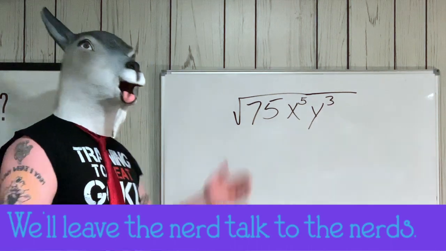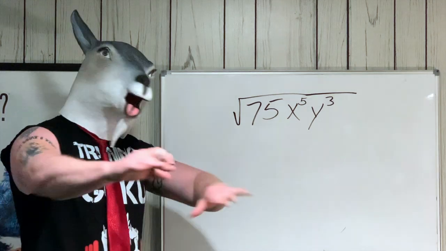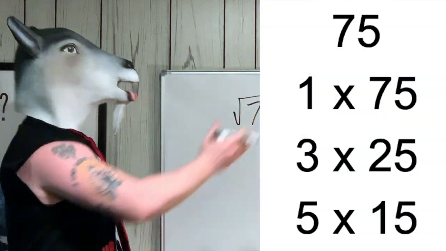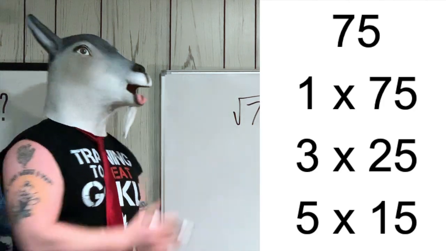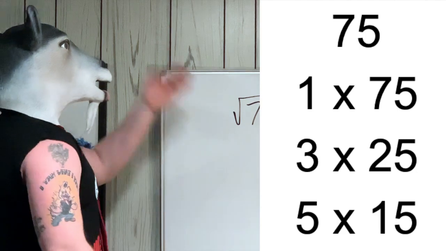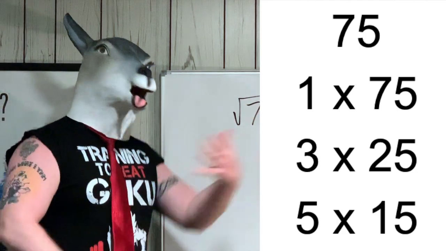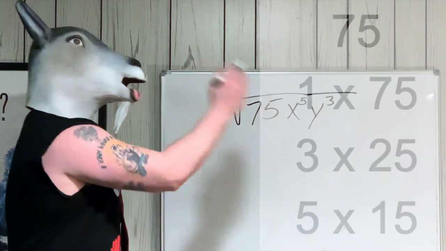All right, so the first thing I do is deal with the number, right? So what we got to do is look at the factors, right? The factors are just the numbers that you multiply together to get the number. All right, so when you're looking at this, you want to find one with a perfect square, right? So I know right away 25 will work, because I know 5 times 5 is 25, all right? So we're going to use that.